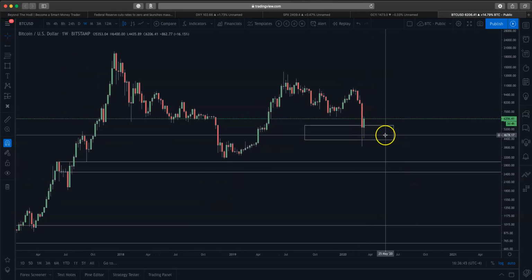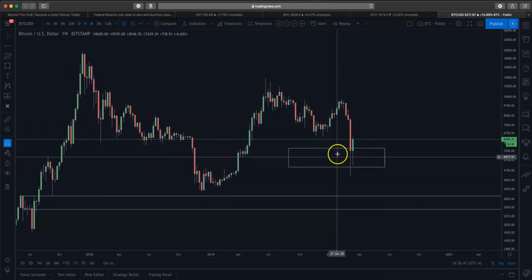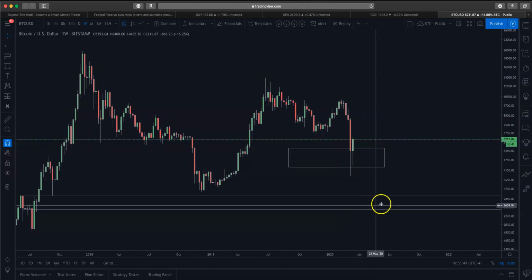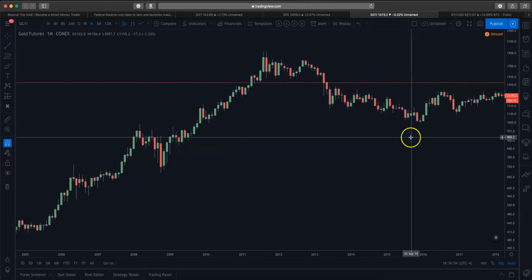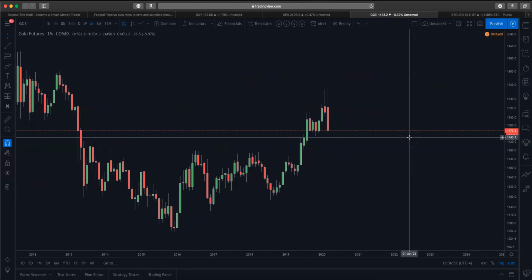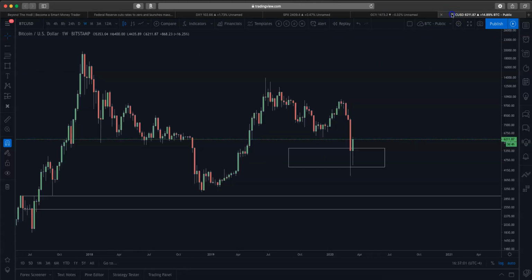Now, the consolidation does not necessarily have to happen right within this discount. We could see one more drop into this 2500 area because as you guys can see, we have not seen a bottom on gold yet. So gold is still falling, so maybe we see one more little drop right here into this area, but definitely somewhere around here you would see a consolidation in Bitcoin, and then once the dollar peaks, you would see the rally.